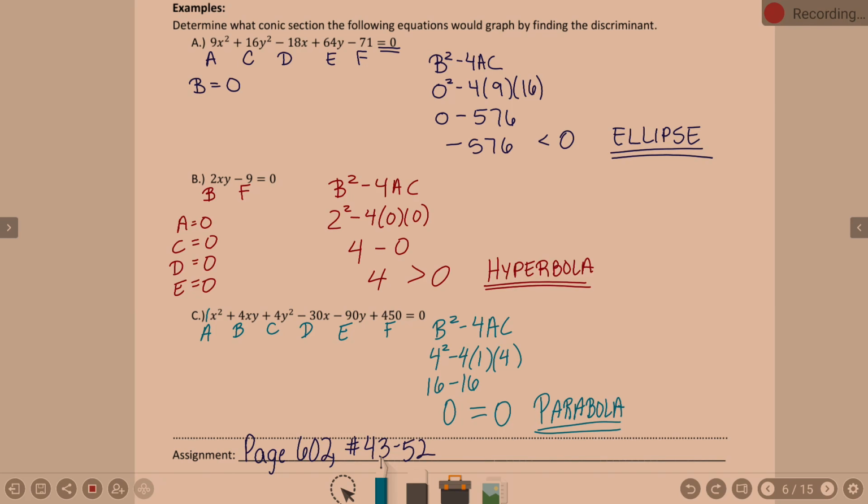Okay, guys. That's what your homework is. Okay? So it's page 602, 43 to 52. So it's approximately 10 problems doing exactly this. Seriously, this homework should be like a 10-minute homework. It should be a pretty quick homework, okay?